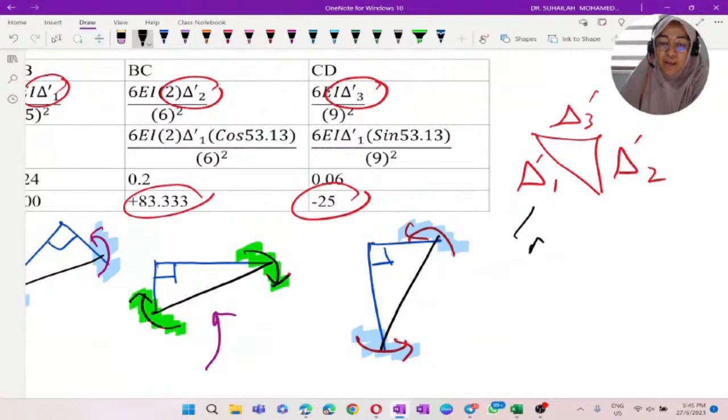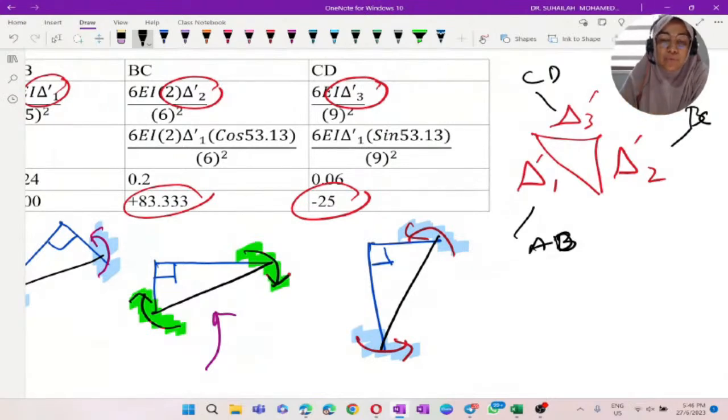Okay, this is for AB, this is for BC, this is for CD. Check where is the perpendicular. Delta 2 is always vertical because the beam is always horizontal.